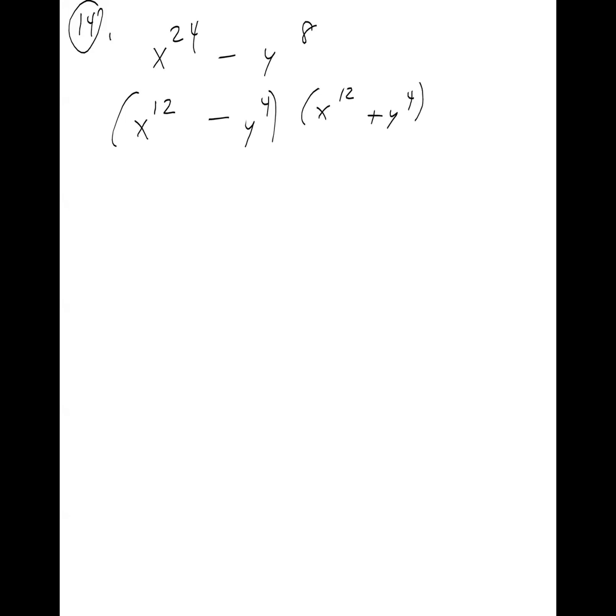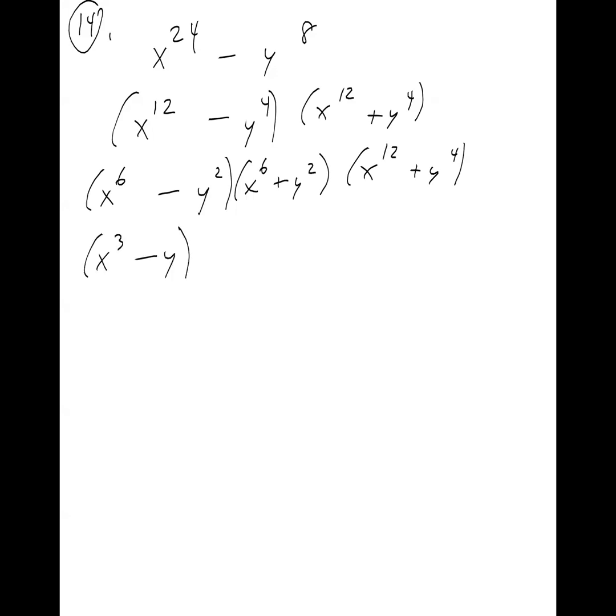We can keep going further with the negative sign because it's a difference of squares. So take the square root of x to the 12th, which is half as much, x to the 6th. And then half as much of the power of 4 is power of 2. And then the conjugate of that. And then everything at the end stays there. Now we can take this first one with the negative sign and do the square root method again. Half of 6 is 3. And then the square root of y squared is just y. And then the conjugate of that.